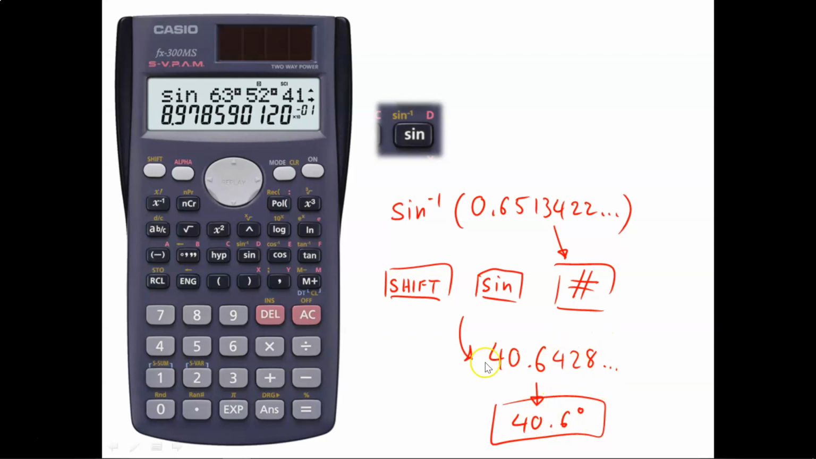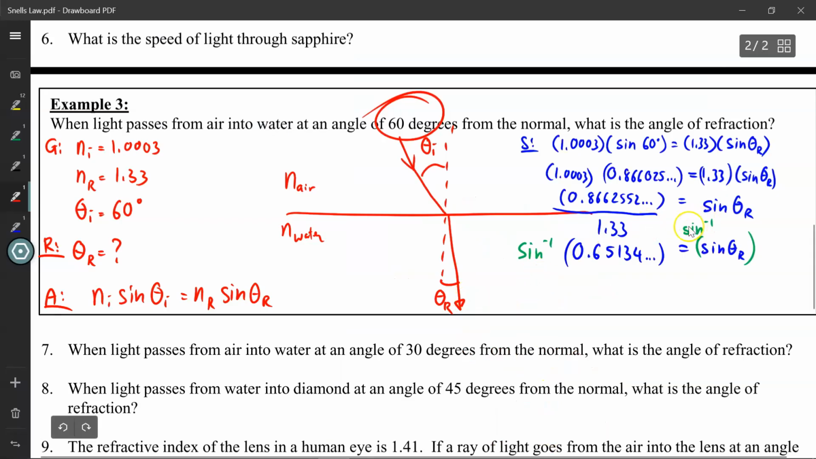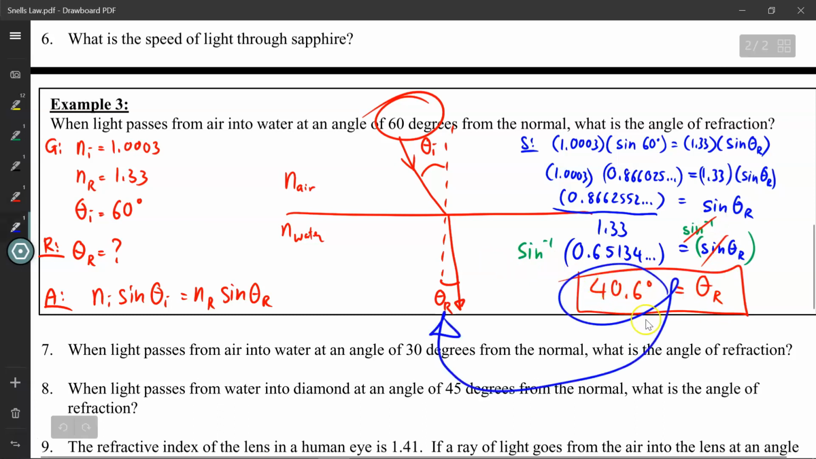Now again, some calculators want you to work backwards, so you have to type in the number first, then type in the shift sine, and that will give you the same answer in the end. Now that I've inverse sined the sine, we can cancel these two out, leaving me with just theta r. Meanwhile, the inverse sine of this number, we calculated to be 40.6 degrees. So my angle of refraction under these conditions is 40.6 degrees.